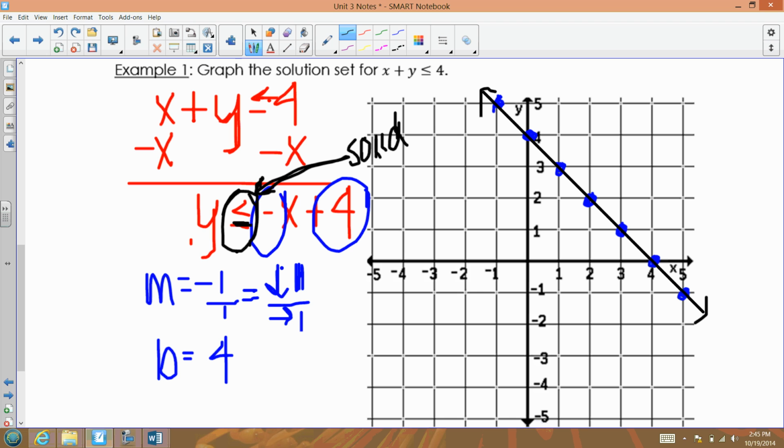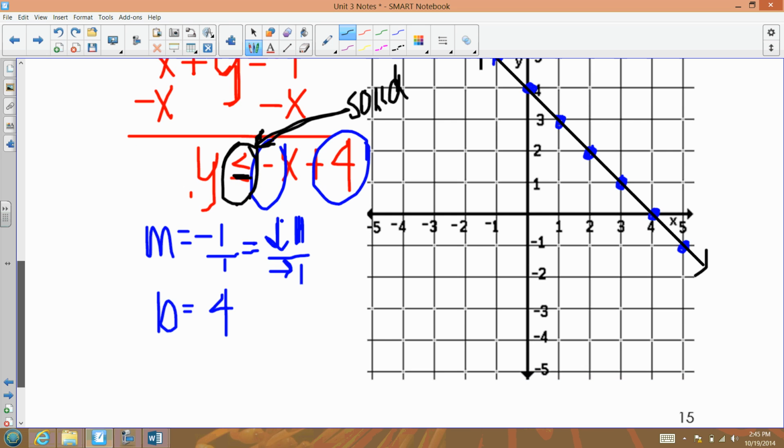And then the next thing is going to be the shading. So if this said y equals -x plus 4, I would label my line and I'd be done. However, this is an inequality. So now what you're going to do is you're going to pick any point and you're going to test a point. So when I test a point, if possible, I like to choose the point 0, 0 to test because it's going to be the easiest to calculate. So if you look, the point 0, 0 is the origin, is not on the line, so that means I can use that to test.